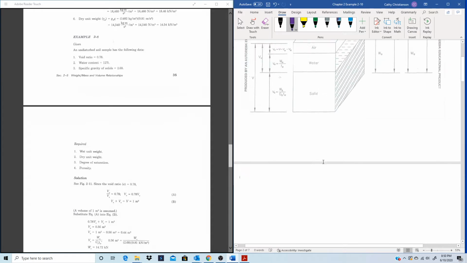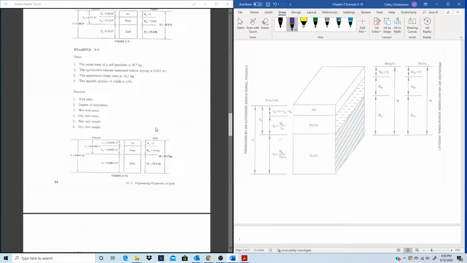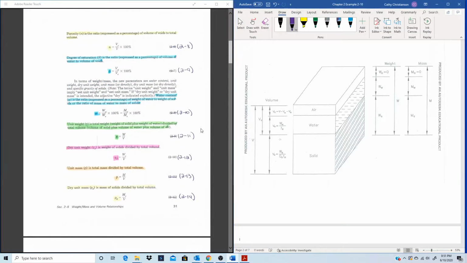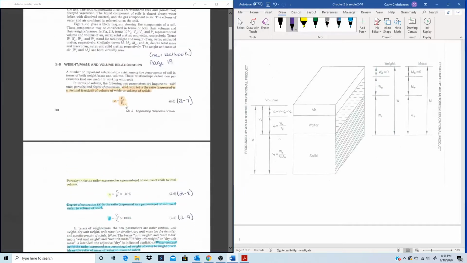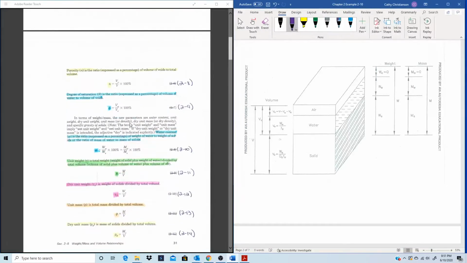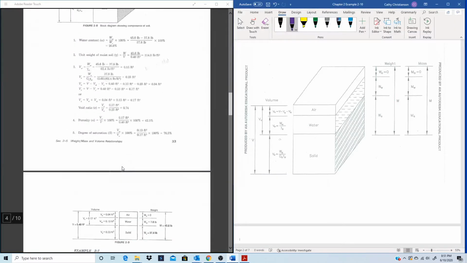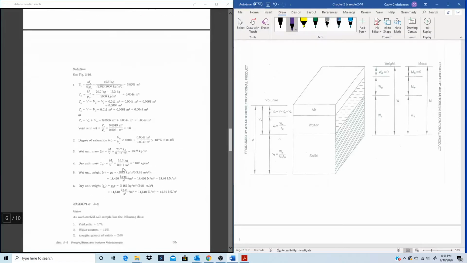Alright, so I've got my formulas, and I'll refer back to the formulas in your textbook. So I'm going to be working with these formulas here that are in the textbook. Starting down here with void ratio, this is on page 19 of your new textbook. Void ratio, porosity, degree of saturation, water content, unit weight, dry unit weight, unit mass, dry unit mass, and then their specific gravity. So we're going to start working problem 2.8.